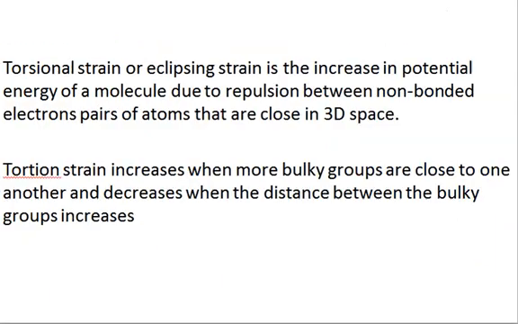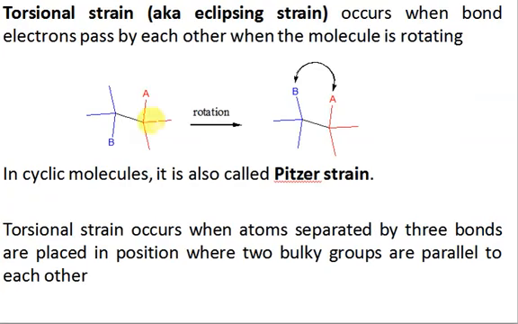Right, so torsional strain, or eclipsing strain, is the increase in potential energy due to repulsion between non-bonded electron pairs of atoms that are close together in space. So why are we saying non-bonded? Because the electrons of carbon B and carbon A are not bonded to each other, but when these two bonds become parallel to each other, the electrons in here and the electrons in here repel each other.